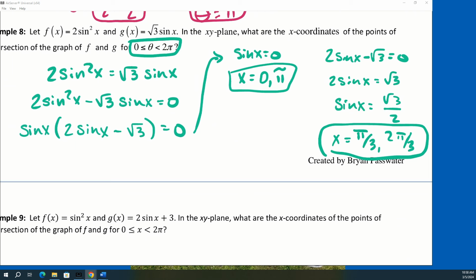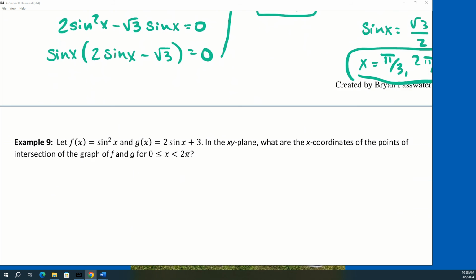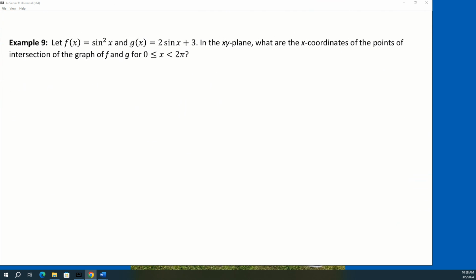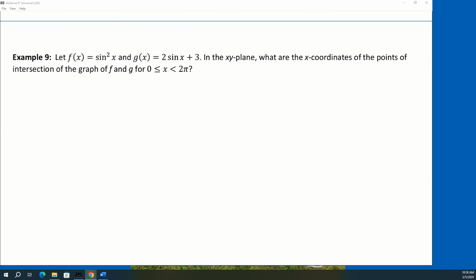All right, and then I wanted us to do one more together, so I just put it on the back. So these are basically the same directions we just had. We still have this interval, so we're going to set these equal to each other. And then because this one has sine squared and sine, we are going to need to get everything on one side so we can factor it.